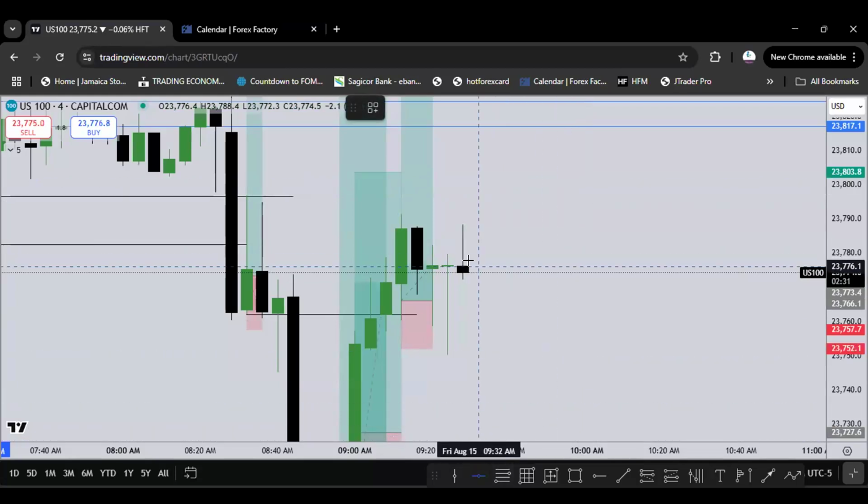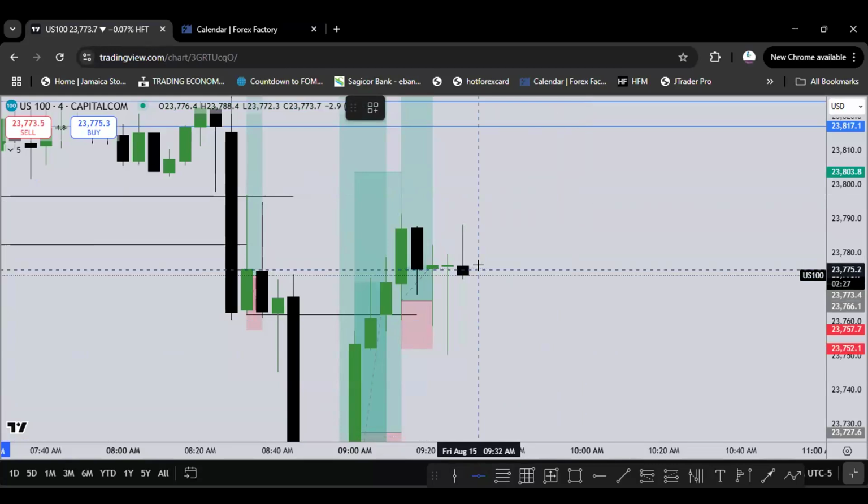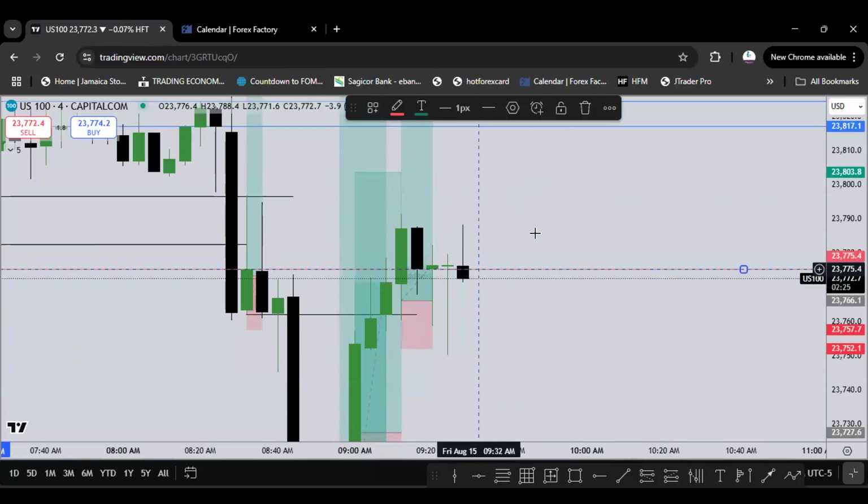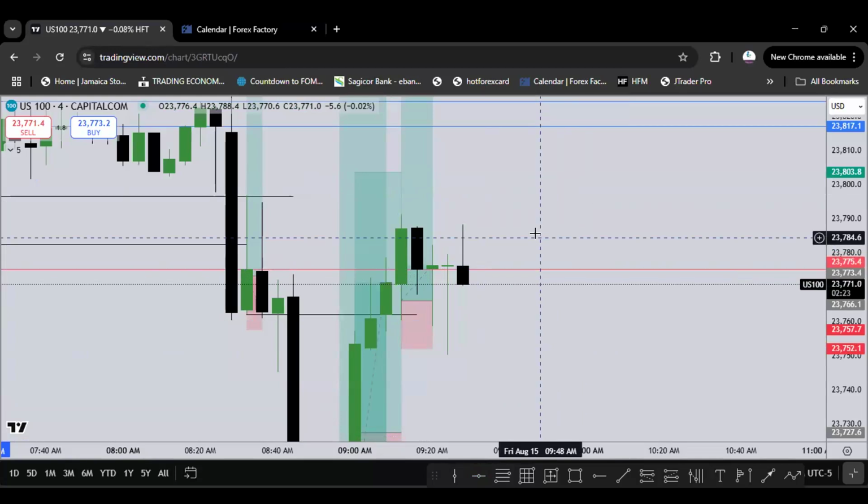I'm just gonna slap that red line there. That's your support or resistance. If this comes from my break even, then I am veritably finished.